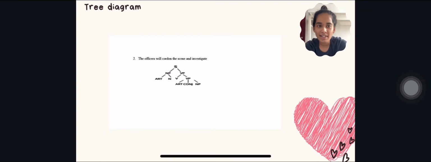So firstly is sentence and divided into noun phrases and verb phrases. So the noun phrase would be the article is the, and officers would be the noun. So moving on to the verb phrases, will would be the verb, and then the verb phrase is divided into three types, which is the article is the, conjunction would be and, noun phrase would be the investigate. So that's how we organize tree diagram based on the sentences given.